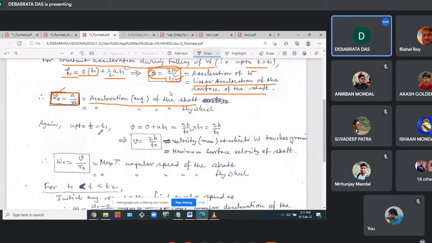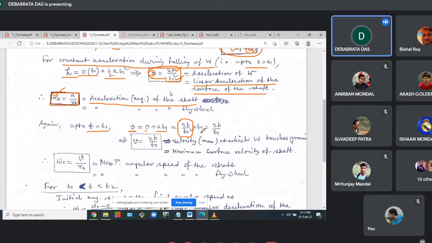So at t equal to t1, what is the velocity? It is 0 plus a into t1. Already we know a is twice h by t1 square, into t1. So velocity with which the weight hits the ground is 2h by t1. 2h by t1 is the maximum velocity at which w touches the ground. Clear?